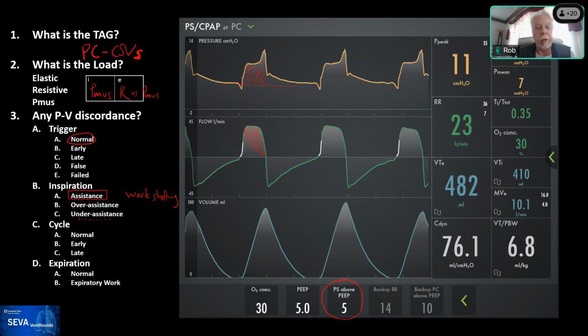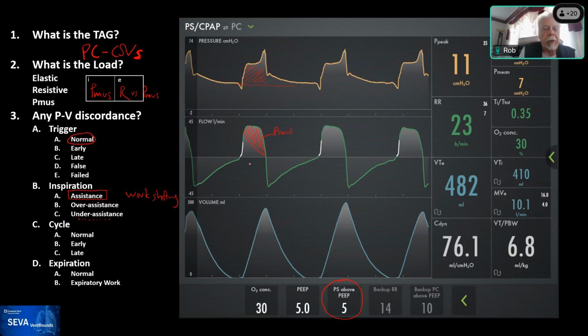Now, clearly that's work shifting. So the question is, is it too much or not? Well, I think that depends on the clinical context. If this happened to be, let's say, a spontaneous breathing trial, then probably not, right? It's probably a good thing. But if the patient was just anxious and was very sick, then probably a bad thing in terms of too much work shifting.